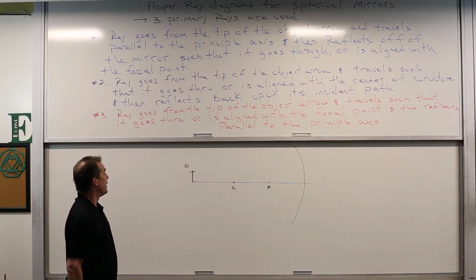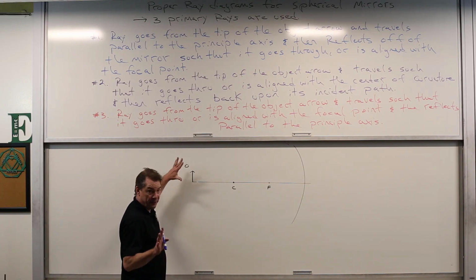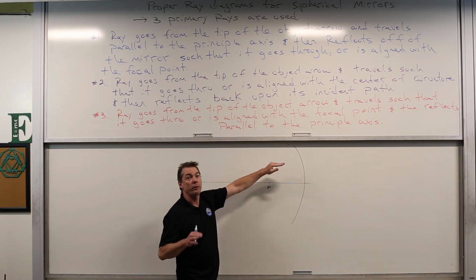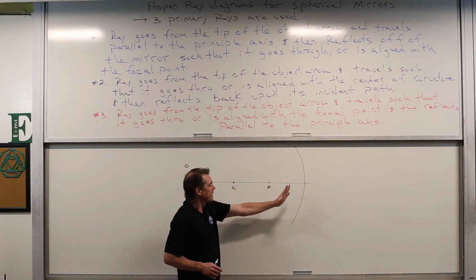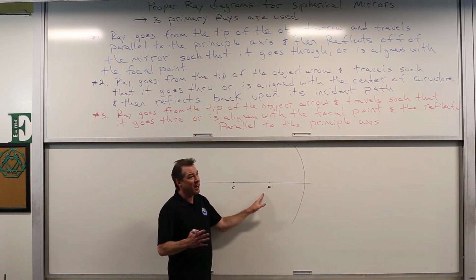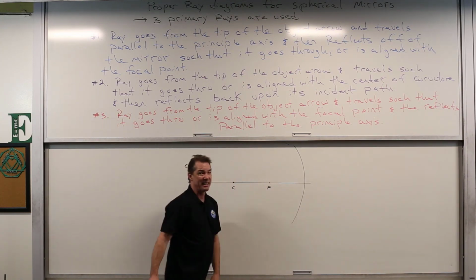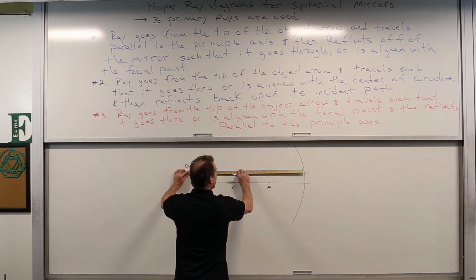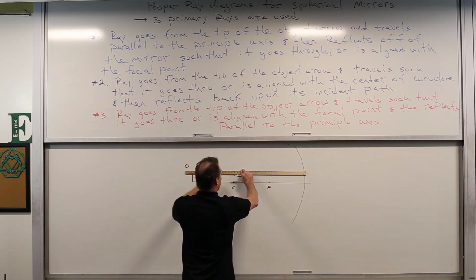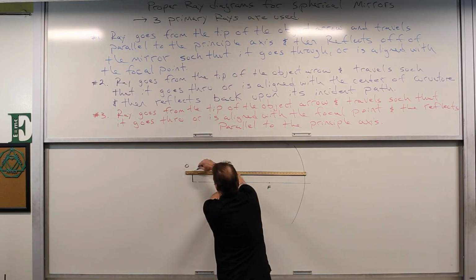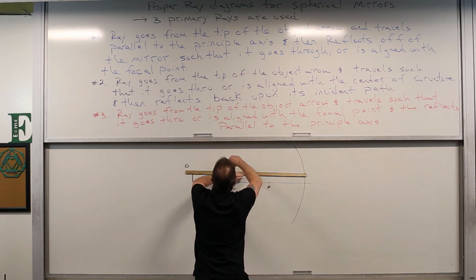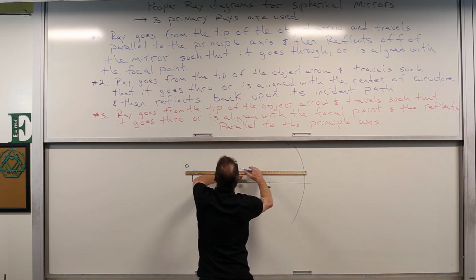We've got ourselves ray number one. Ray number one travels, everything's from the tip of the object arrow, parallel to the principal axis, and then reflects such that it is aligned with or goes through the focal point. If it is a concave mirror, it will go through the focal point. If it's convex, light can't exist on the other side, so that's when the aligned with comes into play. We'll take a look at that a little bit later. Nonetheless, let's just take this one here and do the best I can here on the whiteboard. That's always a problem, for me at least.